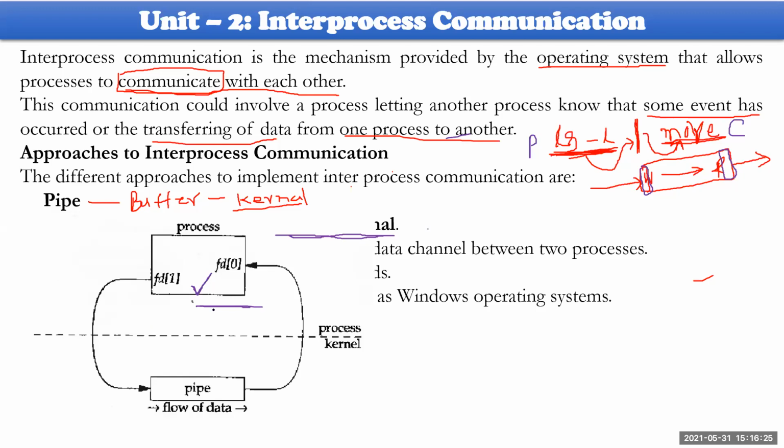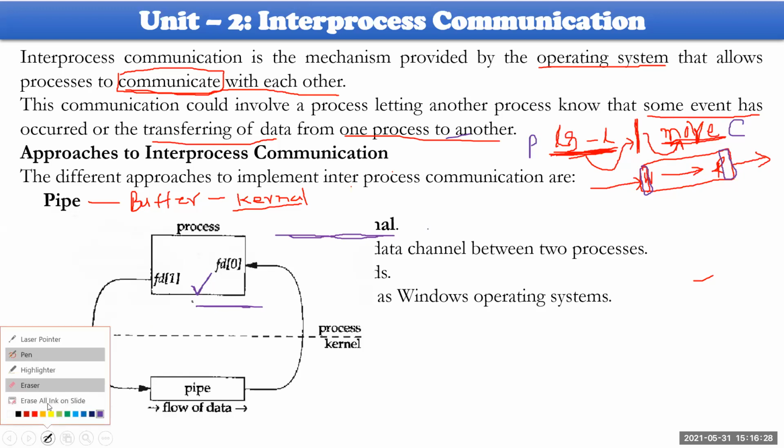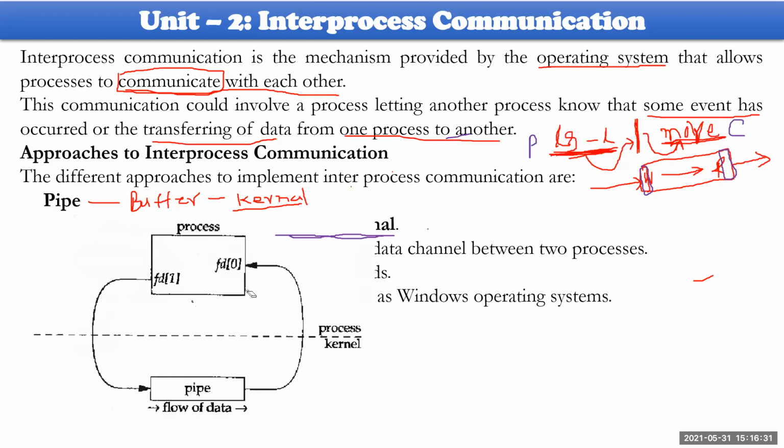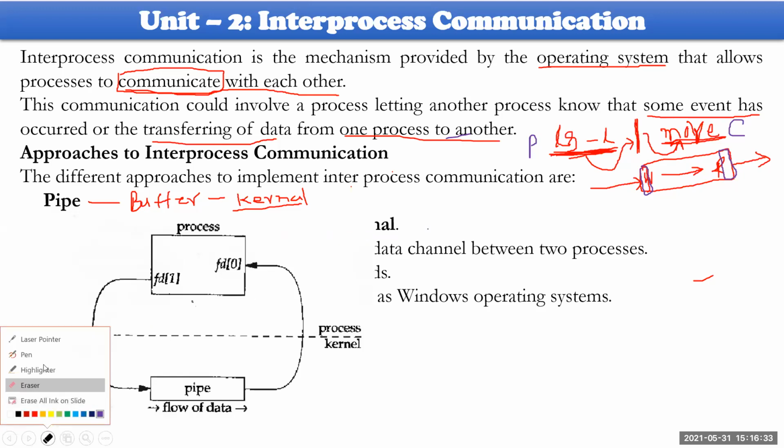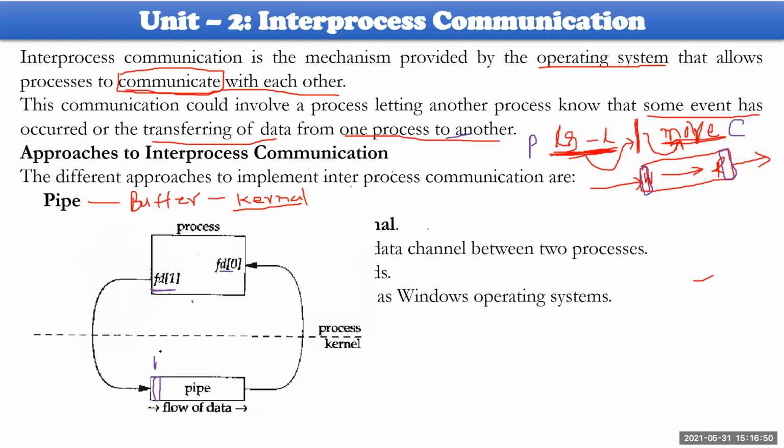Now let us take into consideration this particular diagram. Within this diagram, you can identify FD1, which is always used to write the data onto the pipe, and FD0, which is always used to read the data from the pipe. So this is the write end, and this is the read end. You cannot perform reading at the write end, and you cannot perform writing at the read end. That is why it is unidirectional. So a general pipe will seem like this.